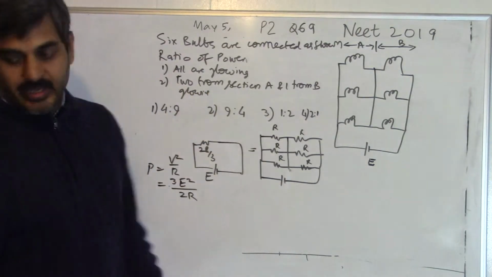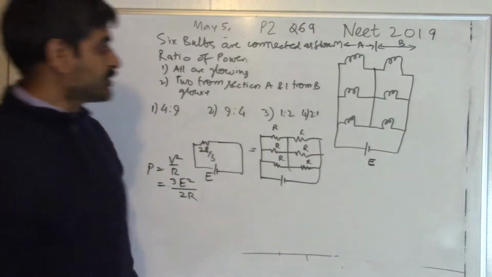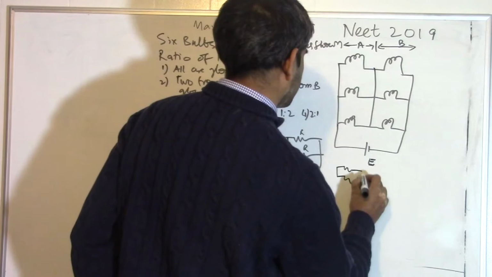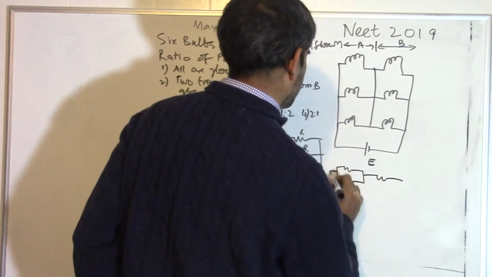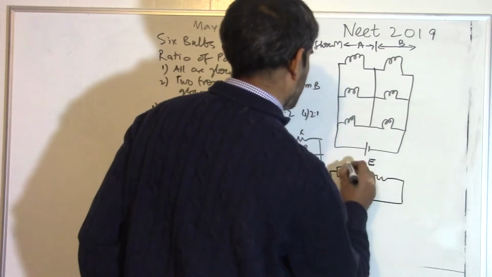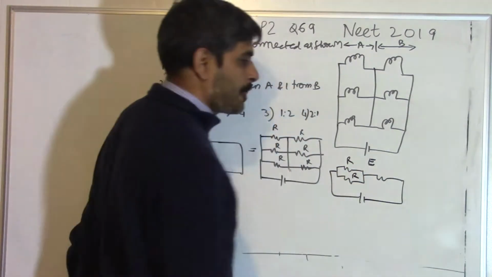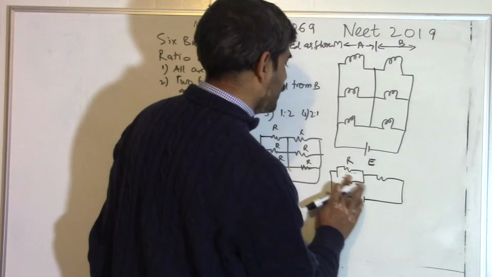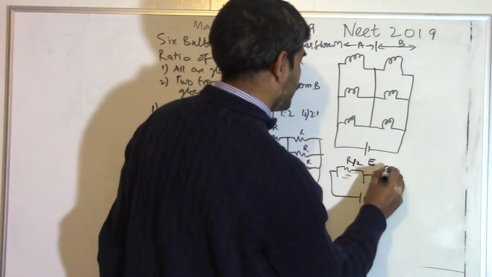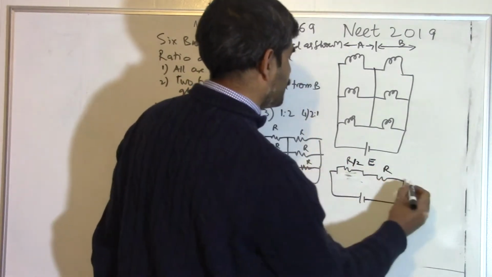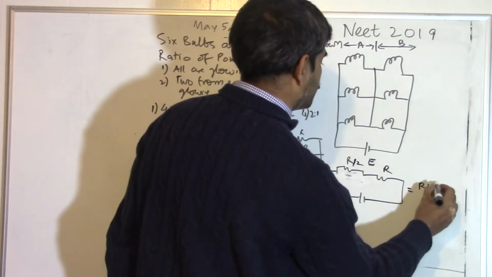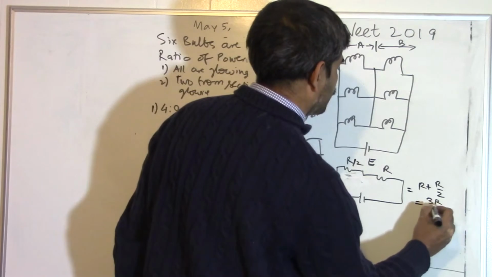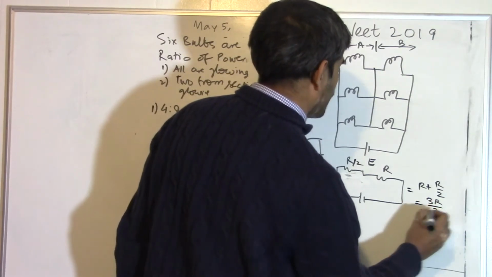2 from section A and 1 from section B. So how does it look? 2 resistors here and 1 from section B. This is E. This is R in parallel. So 2 resistors R in parallel become R by 2 here, and R here. And this becomes equal to R plus R by 2, or 2R plus R, 3R by 2, driven by E.